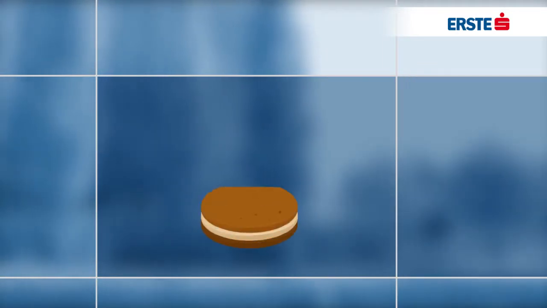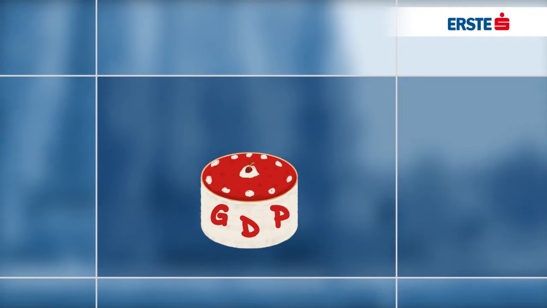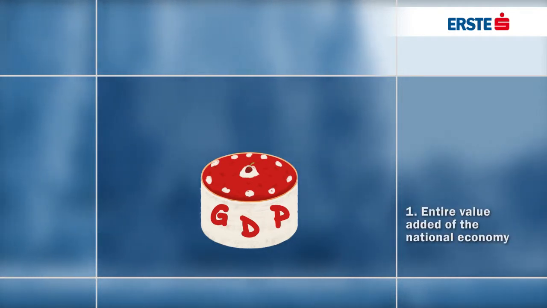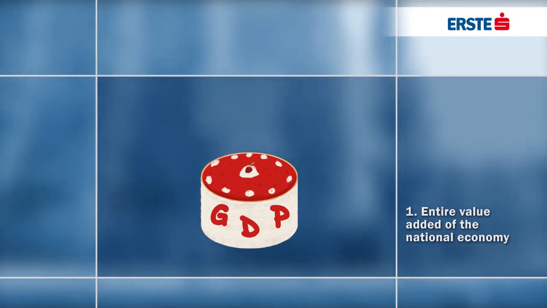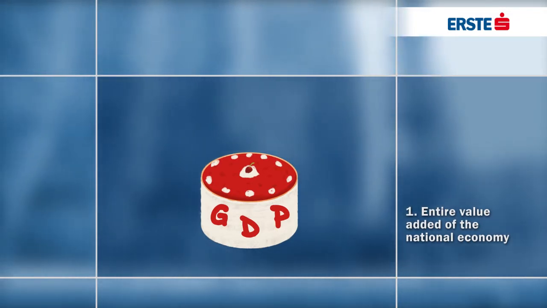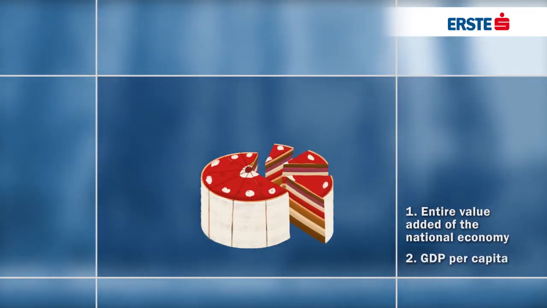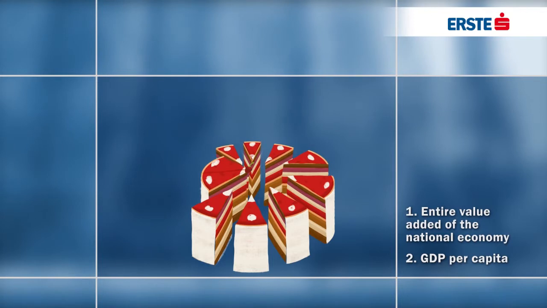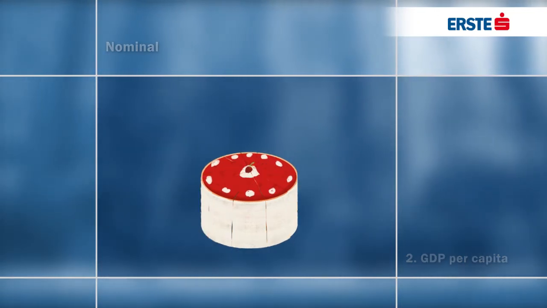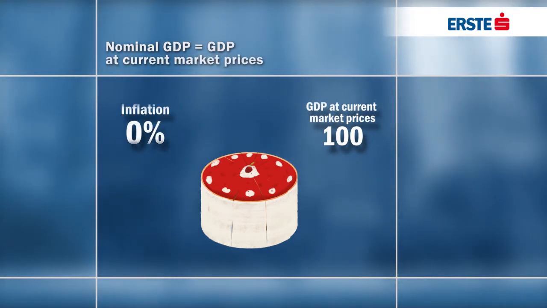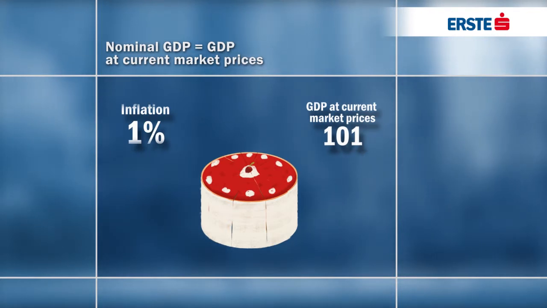Domestic product means all goods produced and services provided within a particular country, either by nationals or by foreigners. GDP is a measure for the performance of a national economy. There are two indicators that matter. First, the entire value added of the national economy. That's GDP, period. And second, GDP divided by the number of people living in a particular country. That's GDP per capita.